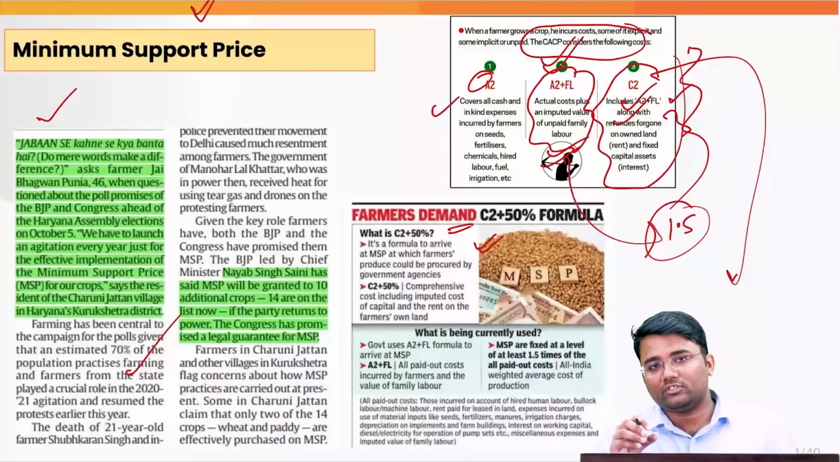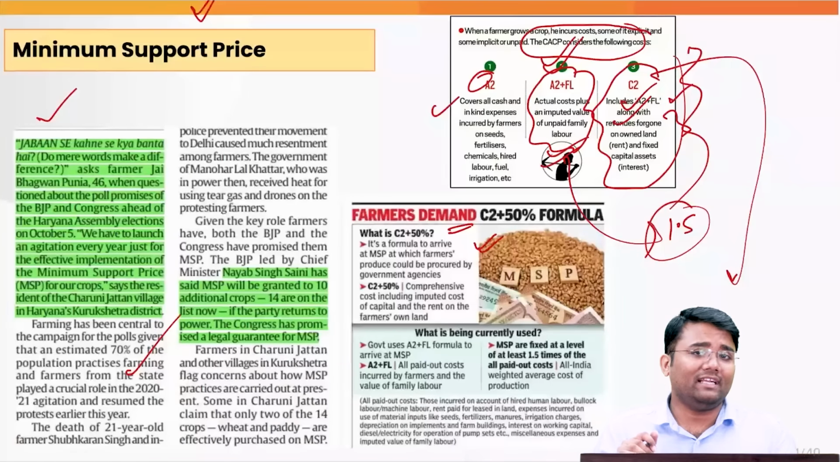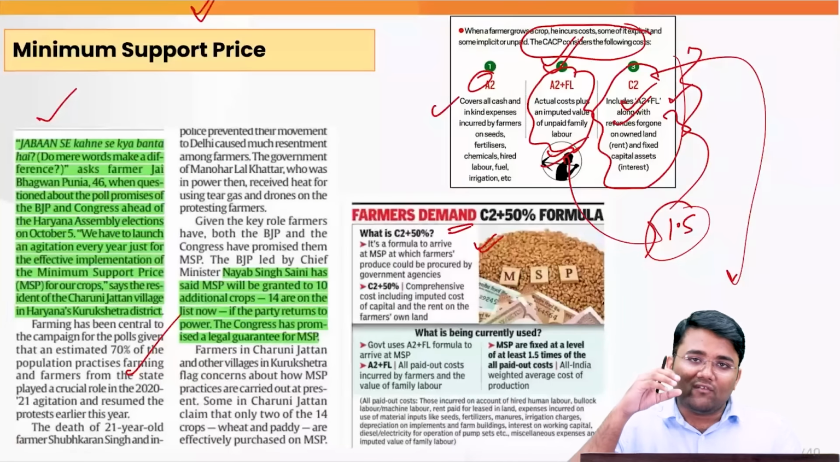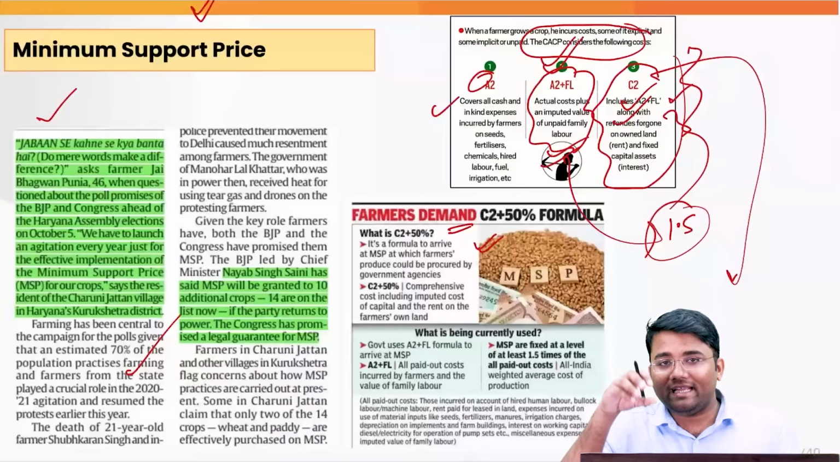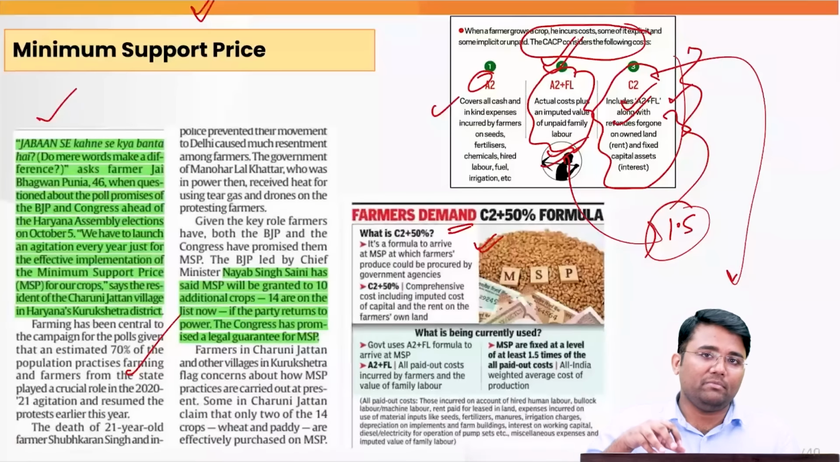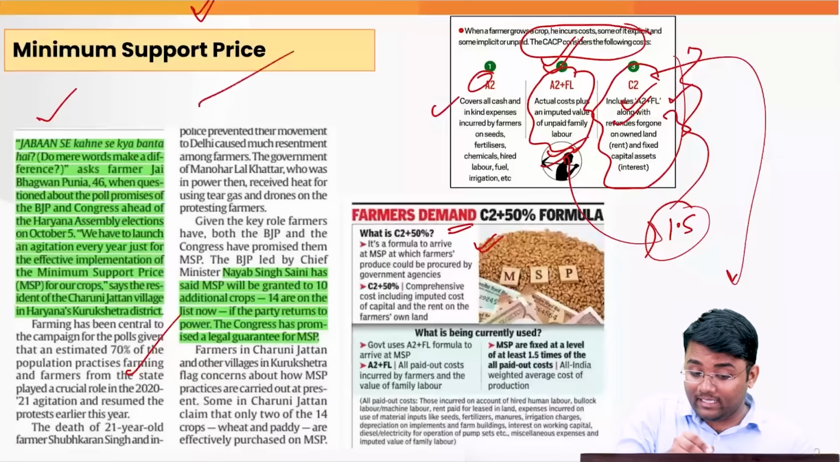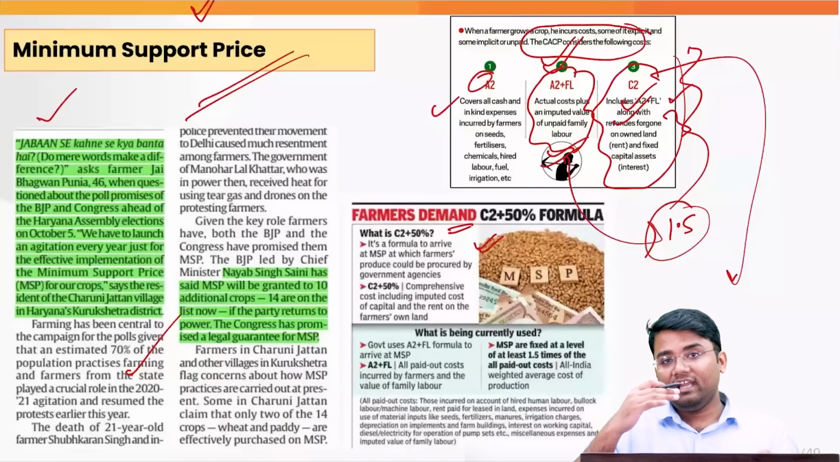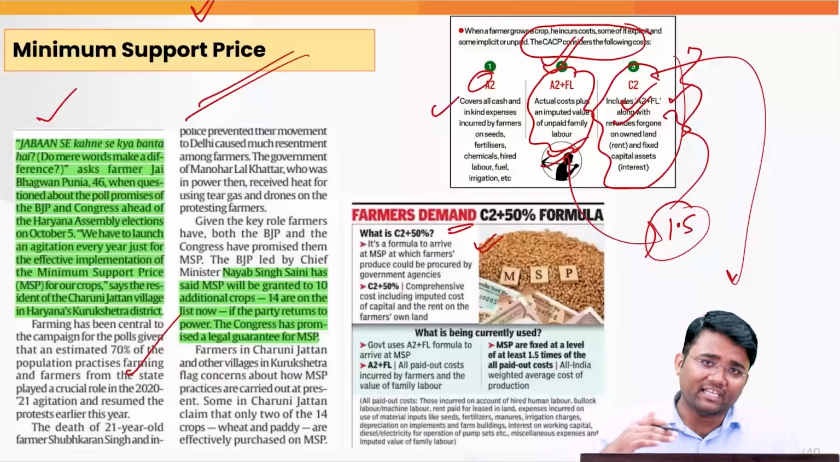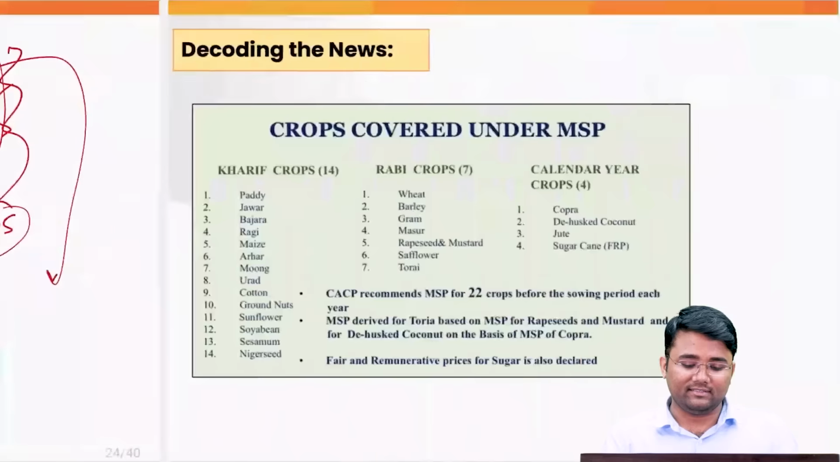It is contributing almost 17% to our GDP, and more than 50% of the workforce is dependent on the agriculture sector. So it is of utmost importance to make our agriculture profitable and our farmers' production remunerative, and that can be done when the minimum support price is increased, because this acts as a floor price. When MSP is increased, it has generally been seen that private market prices also increase.